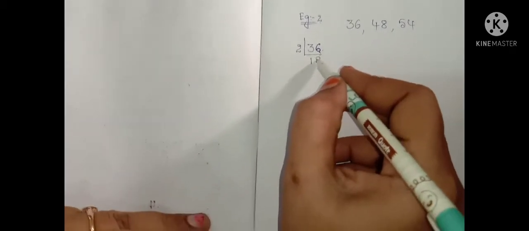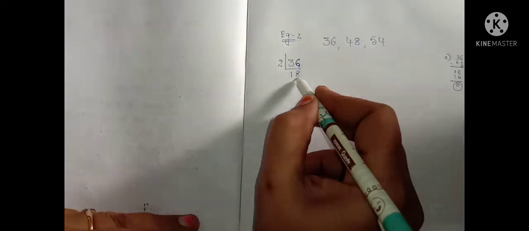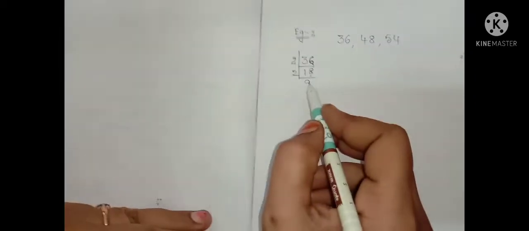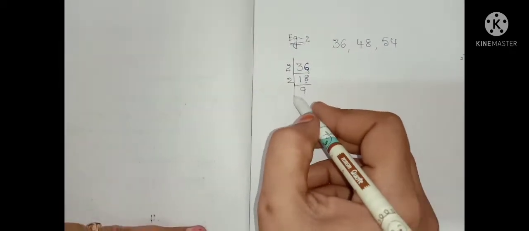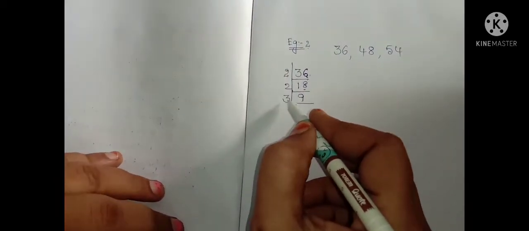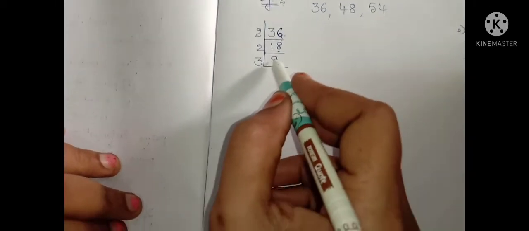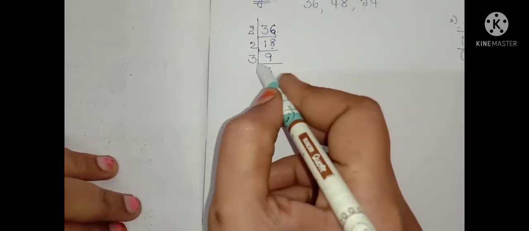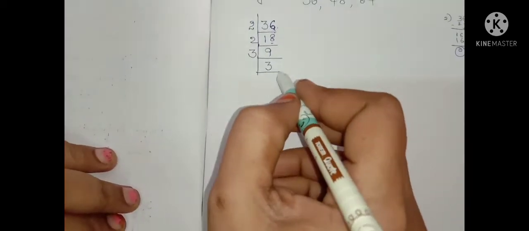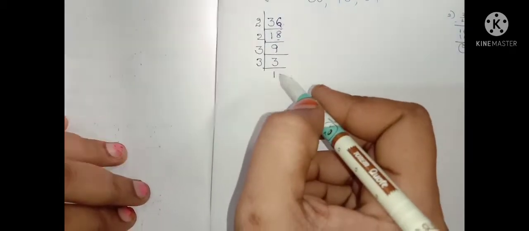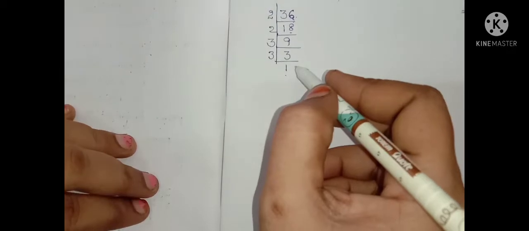That means it is possible 18 times. Again the last digit 8 is there, which is possible in the 2 table. 2 9s 18. Now 9 is there. 9 is not possible in the 2 table, that's why I am not taking the 2 table. In which table is it possible? The 3 table, so you can take the 3 table. How many times? 3 times. In the 3 table, 3 ones 3. A 1 came, so leave it.